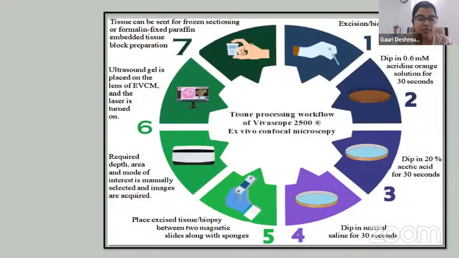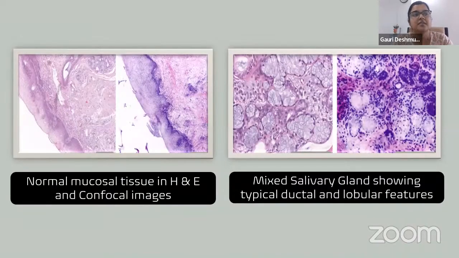This is the procedure for the microscopy. The procedure involves immersion of the sample in acetic acid followed by staining with 0.6 millimolar acridine orange. The excised tissue is flattened between two sponges held in place by magnetic slides for stability during scanning. The time required to scan tissue of around 8 by 8 millimeters is 50 seconds. Of course, it depends on the size of the tissue also. These are the photomicrographs, pseudo-colored images of the Vivascope mimicking the traditional H&E, and images of the confocal microscopy.